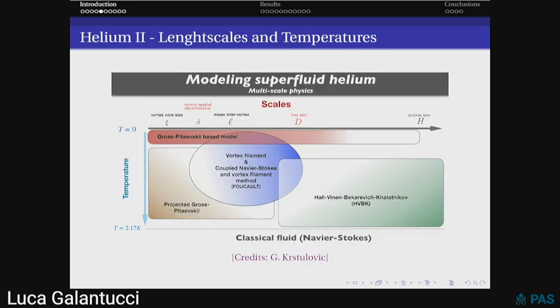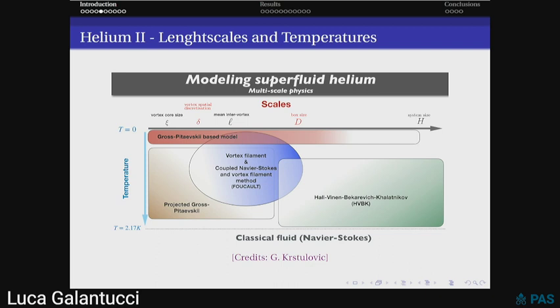So now let's move to superfluid helium. The model that you use to model superfluid helium depends on two parameters: the temperature, in vertical, between T equals 0 and the lambda temperature above which the helium is an ordinary classical fluid, and the scale. I'm going to show what our model, which works in the blue region, so almost on the whole temperature range and in a range of scales which spans from below and above the average intervortex scale.